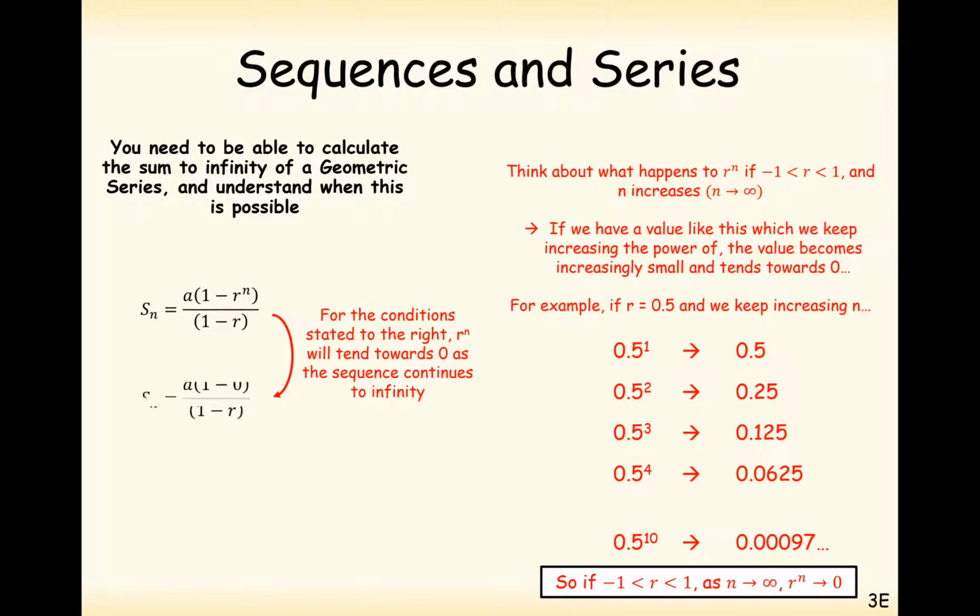So as n tends towards infinity for when r is a decimal value, our summation formula turns into this. It's effectively S infinity equals a over 1 minus r.